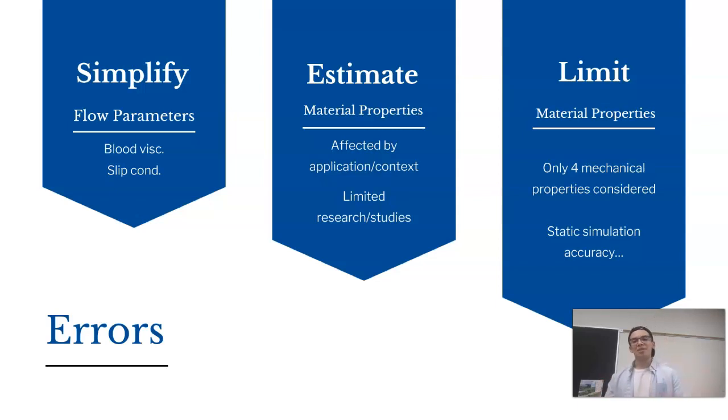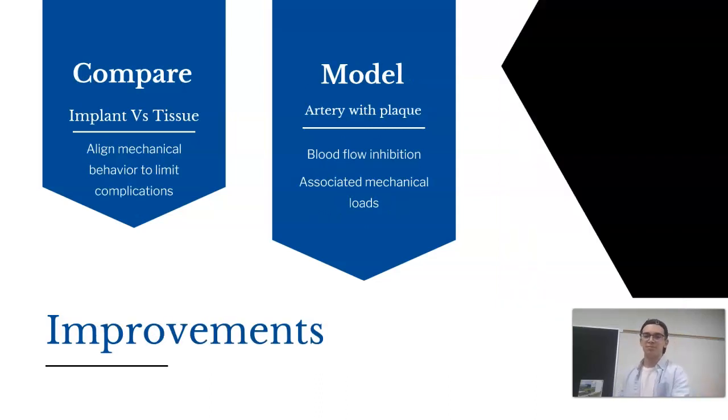For estimating, I did estimate those material properties. It was very hard to find established values, especially since there's limited research and studies for the specific application of these materials in artificial blood vessels. And of course, the sources I did find, it did vary between application and context of what this material was being used for. And lastly, the limitation was on those material properties, only accounted for 4. Potentially could have increased the static simulation accuracy if I had included more mechanical properties in those preset material settings.